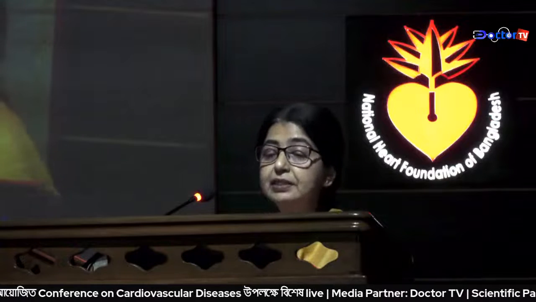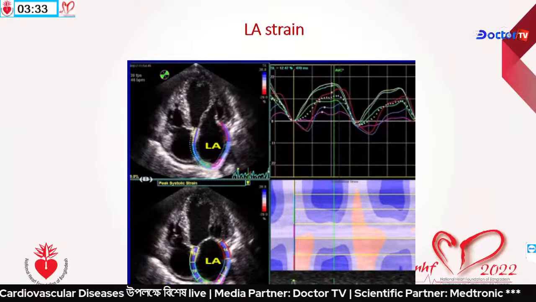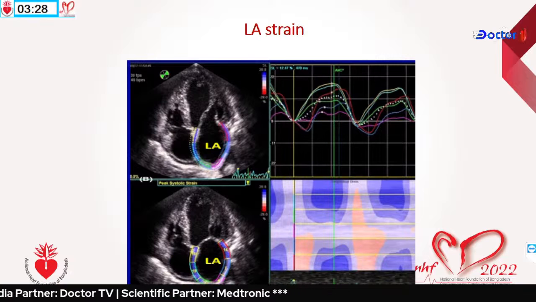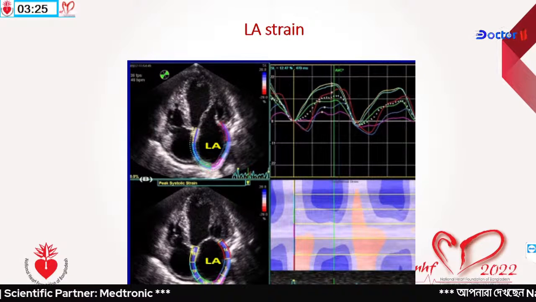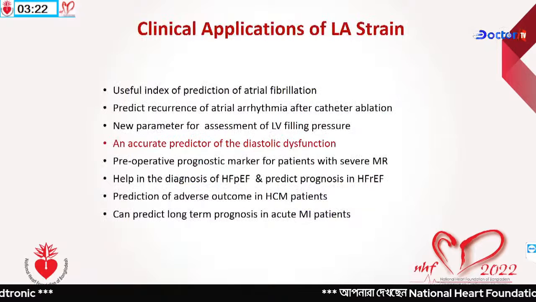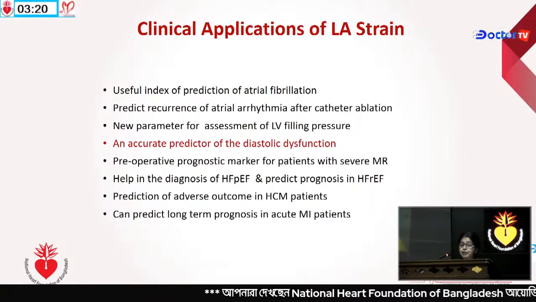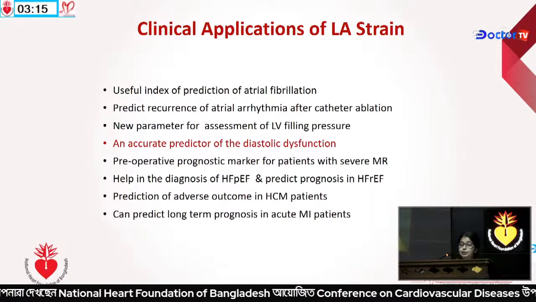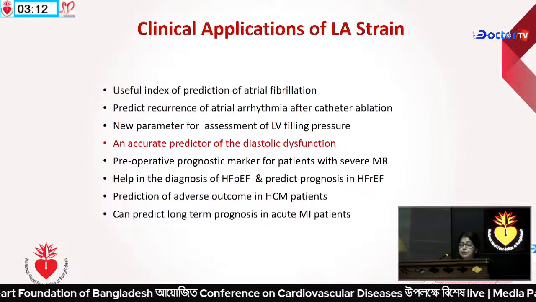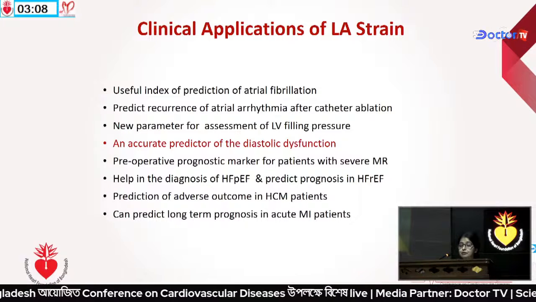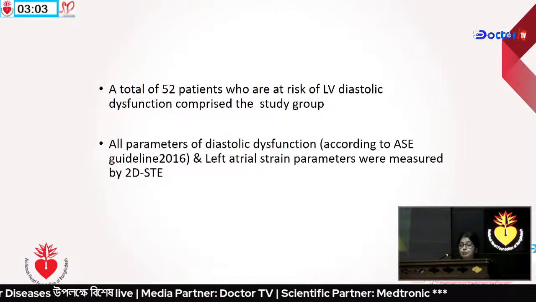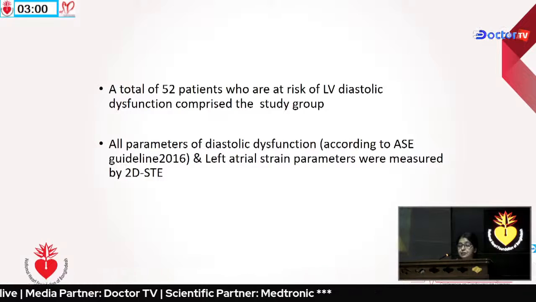Now we move to the final experience of using the LA strain. Just recently, during the last year, we are doing LA strain in a group of patients who are at risk for LV diastolic dysfunction. So LA strain is important for prediction of atrial fibrillation. It is important for the assessment of LV filling pressure and an accurate predictor of the diastolic dysfunction. We did our study for the early detection of diastolic dysfunction for patients who are at risk for diastolic dysfunction. So all parameters of diastolic dysfunction and left atrial strain parameters were measured by 2D STE.